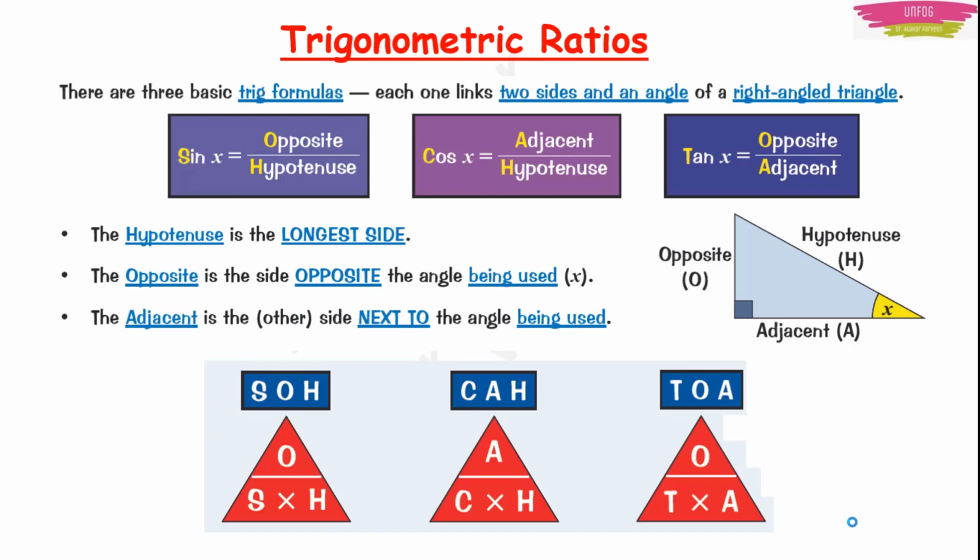See, it is very simple. If I want to find sine, I will do opposite side by hypotenuse. If I want to find cos, I will do adjacent side by hypotenuse. If I want tan, I will do opposite side by adjacent side. So much you have to remember.